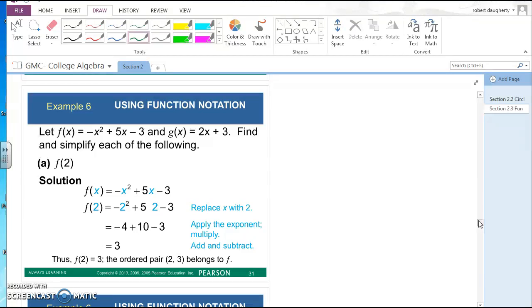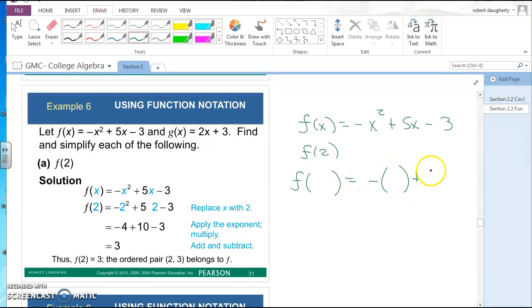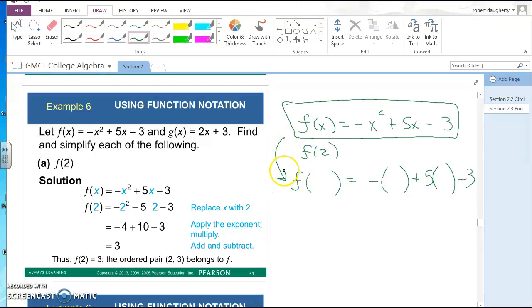So let's look at an example real quick. f of x is negative x squared plus 5x minus 3. g of x is 2x plus 3. Find f of 2. Okay, so f of x equal negative x squared plus 5x minus 3. Now, I'm asked to find f of 2. What I'm going to do, let me just write f, and I'm just going to write open parentheses. So everywhere you saw an x, I'm just going to write a parentheses, okay? So all I did was I took this first definition of f of x, I just rewrote it, and everywhere there was an x, I just left a blank space.